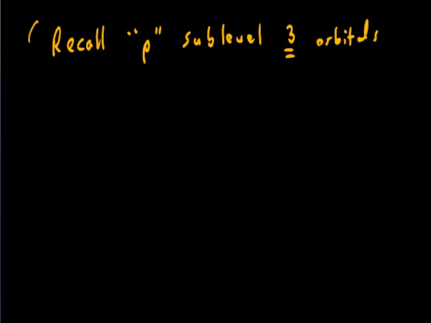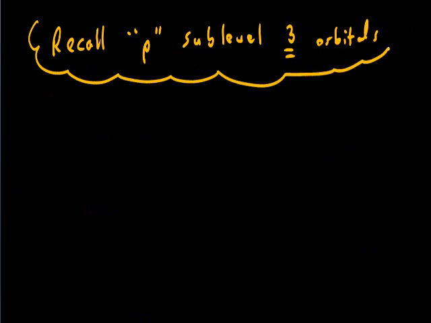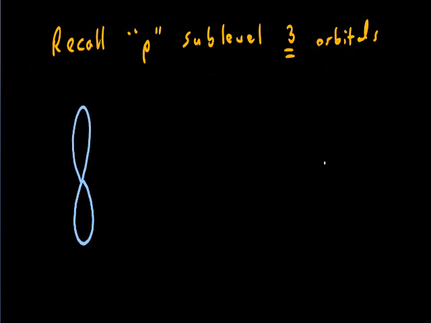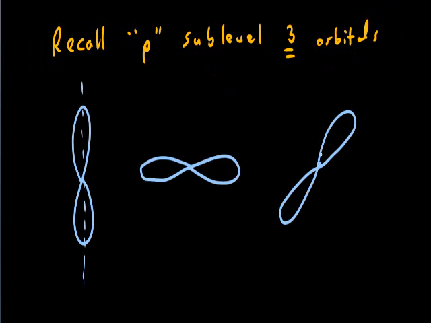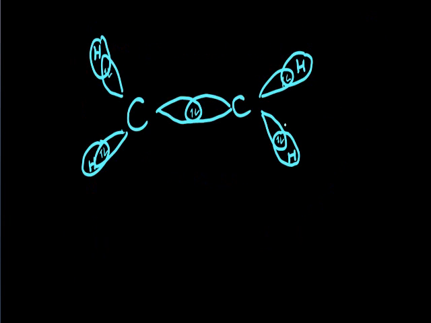Take a moment and recall that our p sublevel is made up of 3 orbitals. All 3 orbitals have an identical shape, this sort of hourglass or dumbbell type of shape. The only difference being their spatial orientation, in that one is located along the x-axis, one the y-axis, and one the z-axis in 3-dimensional space. We have our ethene molecule with all of its sigma bonds between our atoms in the structure thus far.